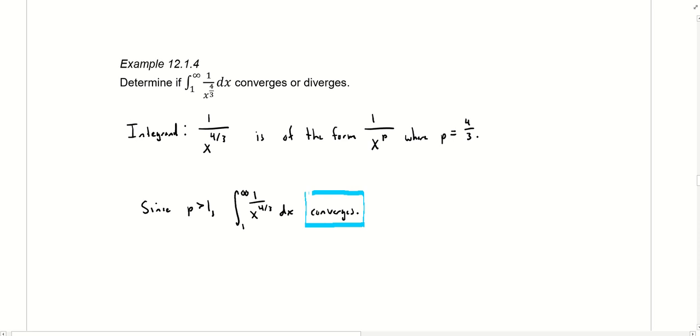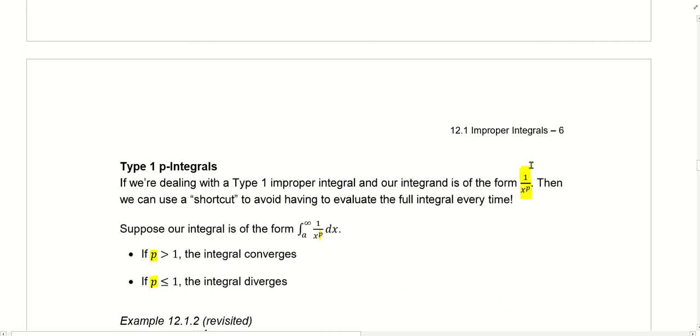Now this shortcut's nice if you're just trying to determine when integrals converge or diverge. If you need to figure out what it's converging to, then you need to actually do some calculation. But if you're just trying to figure out if an integral diverges or converges, recognizing that p integral form, specifically of the integrand, is a really nice way of using a shortcut, if you're able to, when you're just trying to determine if a function converges or diverges.